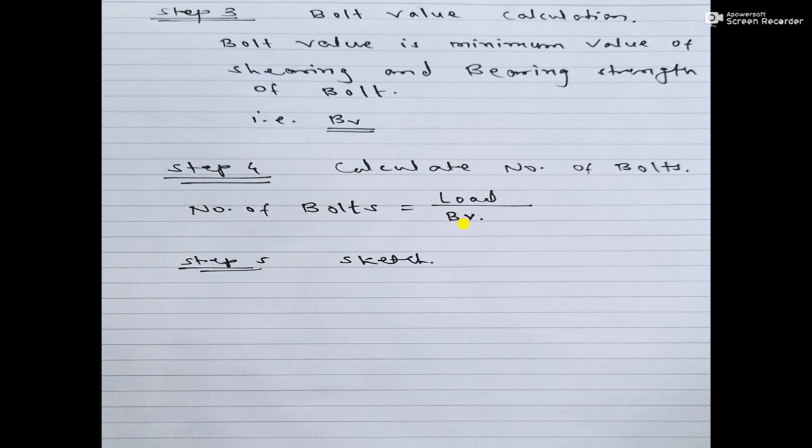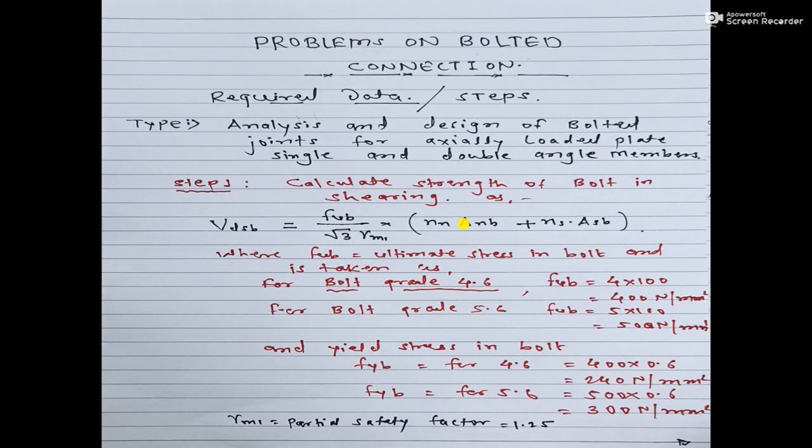In this type, we are going to start with the problems, so it is very important in problem solving that you go through these steps. In the first step, you calculate the strength of the bolt in shearing using the formula VDSB is equal to FUB upon root 3 gamma M1 into (NN ANB plus NS ASB), where FUB is the ultimate stress in the bolt, gamma M1 is the partial safety factor for ultimate stress, NN is the number of threads, and ANB is the net area of the bolt. We consider the formula only up to this.